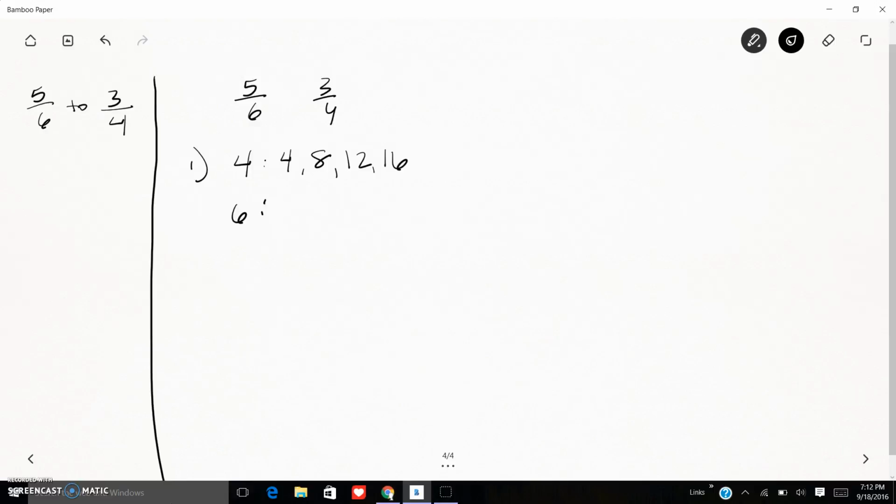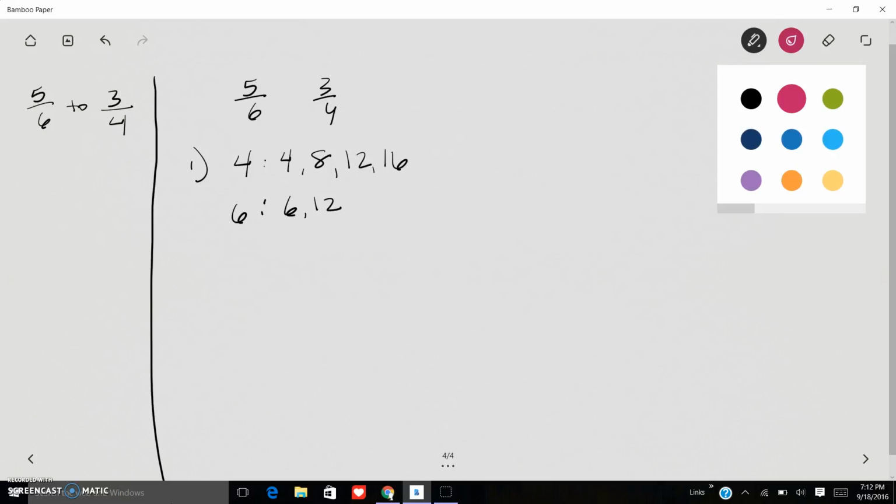All right, let's compare 5/6 to 3/4. All right, so 5/6, 3/4, first step, list my multiples. So multiples of 6, multiples of 4. 4 times 1 is 4, 4 times 2 is 8, 4 times 3 is 12, 4 times 4 is 16. Oh, 12 can be divided by 6, so I'm going to stop there. 6 times 1 is 6, 6 times 2 is 12. Here I have my common multiple, circle them.